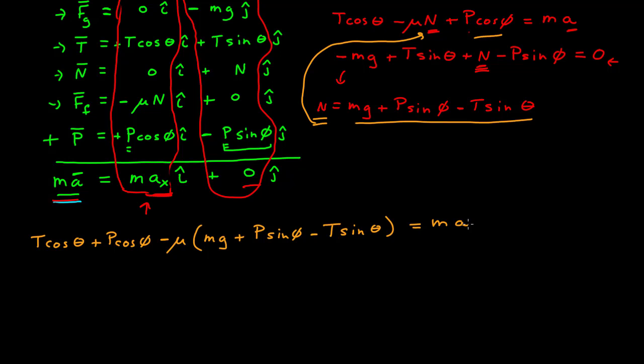So now what am I going to do with this? What I'm going to do is look at all my terms and combine them together and see if the result makes sense. So if I multiply this out, I'm going to combine my tension terms. So, well, let's multiply it out. Cos theta plus P cos phi.